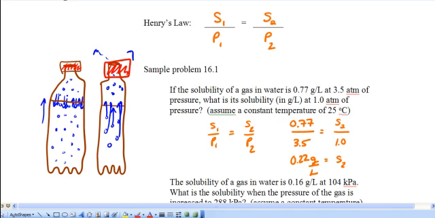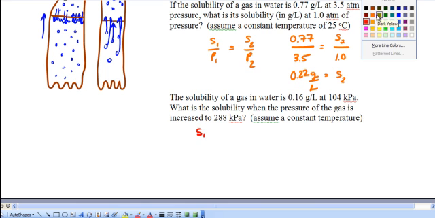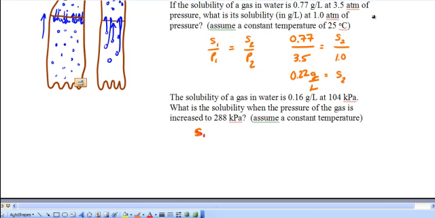So let's go ahead and wrap this thing up with one last problem. It says the solubility of a gas in water is 0.16 grams per liter at 104 kilopascals. What is the solubility when the pressure of the gas is increased to 288? So we'll go with our equation here. Let's change this back to orange. There we go. So we have S1 over P1. The original solubility over the original pressure will equal the new solubility over the new pressure. Now, because we're increasing the pressure, we would predict that the solubility would increase. So let's see what happens.